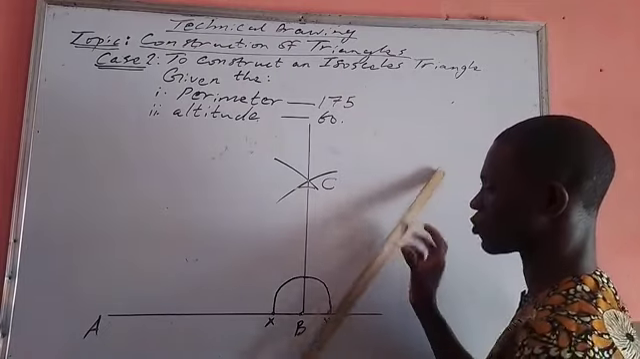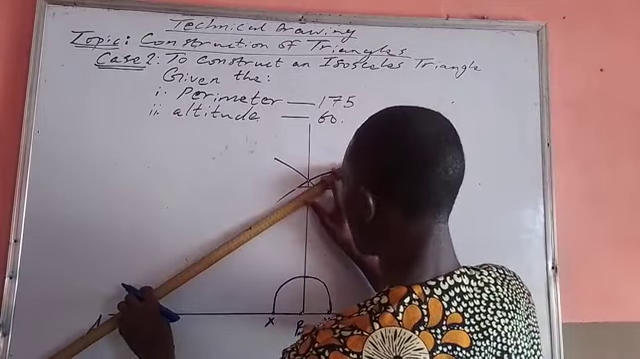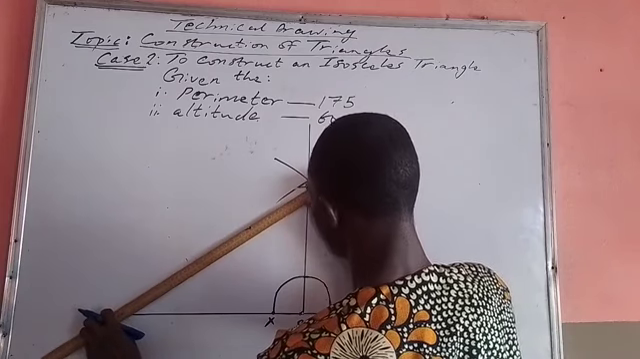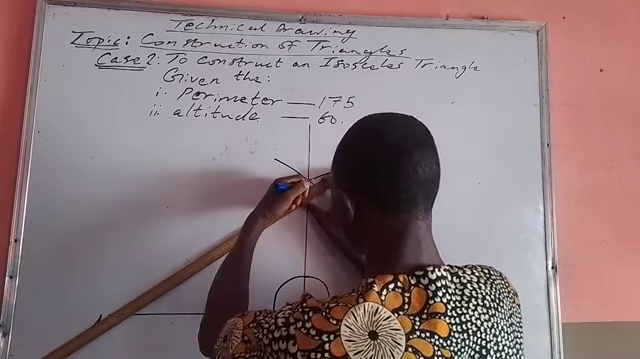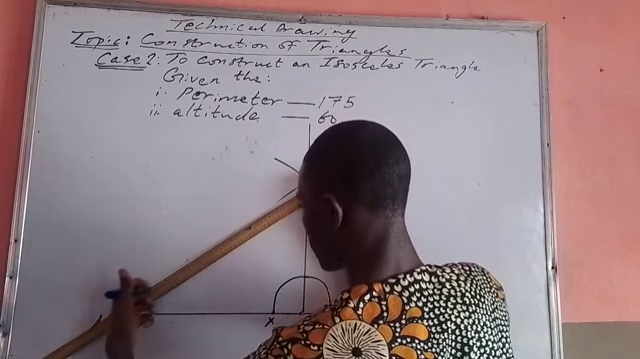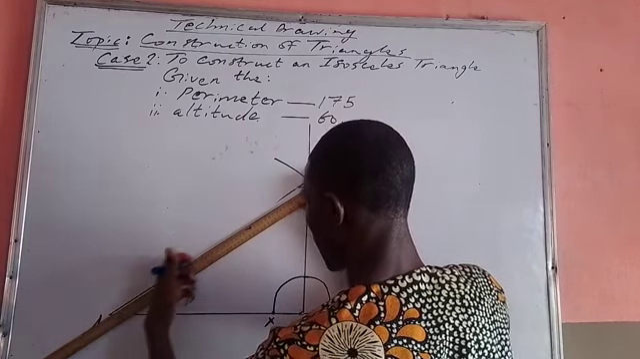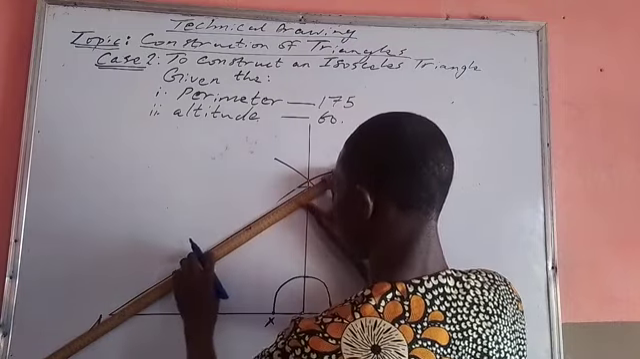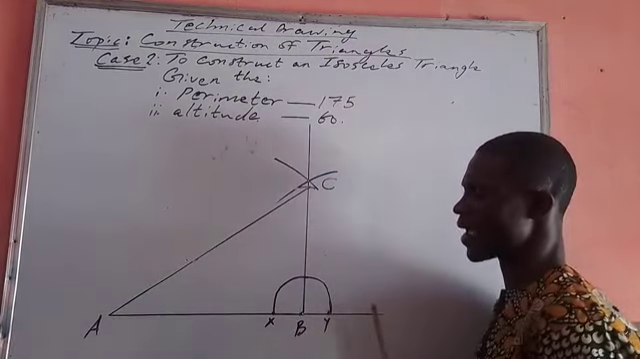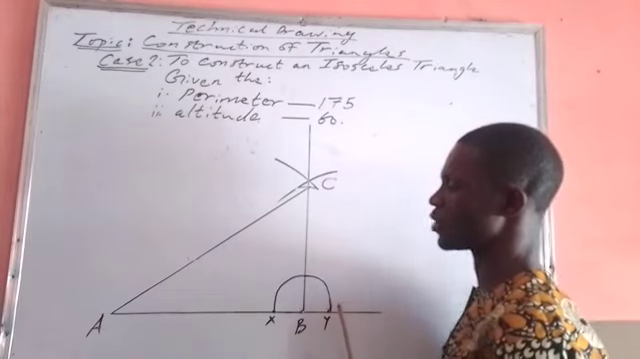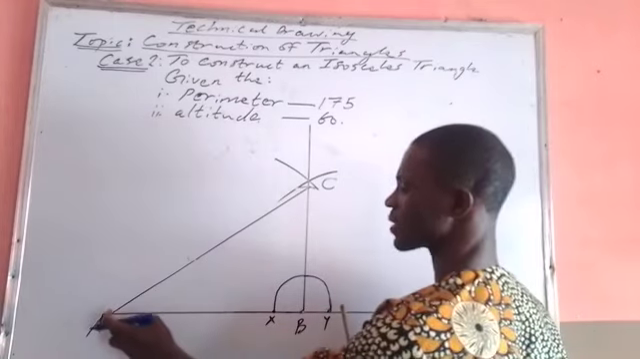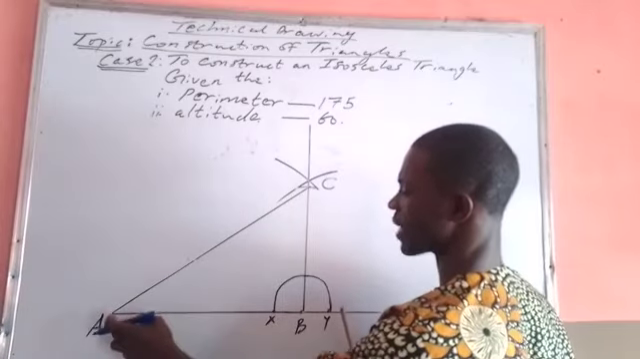So the next thing that we are going to do is join AC. Join AC together with a straight line like this. So as I've done it here, join AC. Okay, so having joined AC, the next thing that we are going to do is bisect line AC.